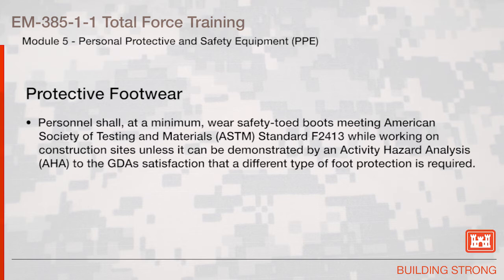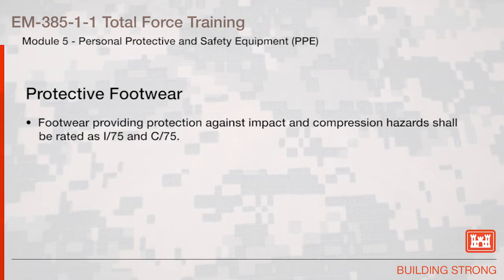Personnel shall, as a minimum, wear safety-toed boots meeting American Society of Testing and Materials, or ASTM, standard F2413 while working on construction sites, unless it can be determined by an activity hazard analysis to the GDA's satisfaction that a different type of foot protection is required. Footwear providing protection against impact and compression hazards shall be rated as I-75 and C-75.